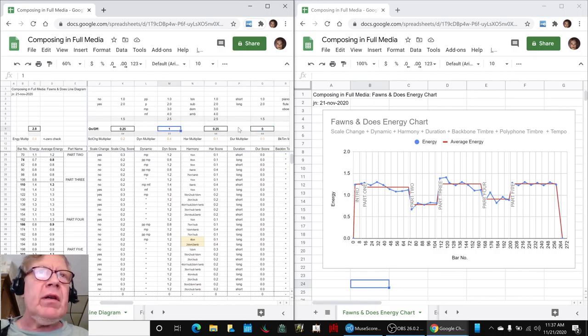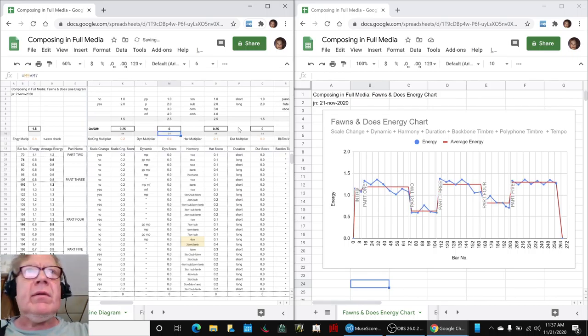At the moment, we are showing a dynamic multiplier. We did not have dynamic changes before. So that is what happens when you add dynamics.